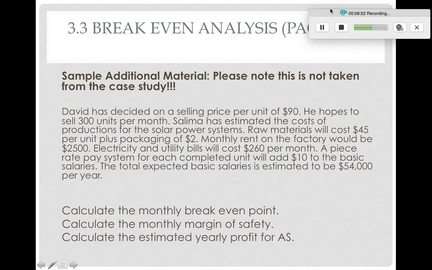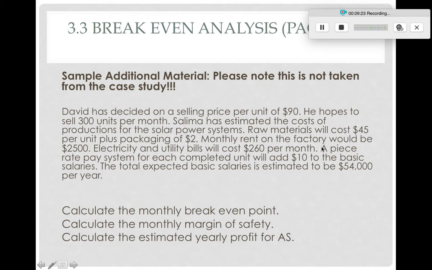Moving on. A break-even analysis question. The sample additional material I'm providing is not taken from the case study. Please be aware of this. Do not memorise this. It is useless to you because it is made up. You will, however, be given additional material in the case study, and the likelihood is some of it will be financial, so you may have to do something similar to this. This is a good practice, however, for the basic calculations you would have to produce. So, the additional material I'm providing you with.